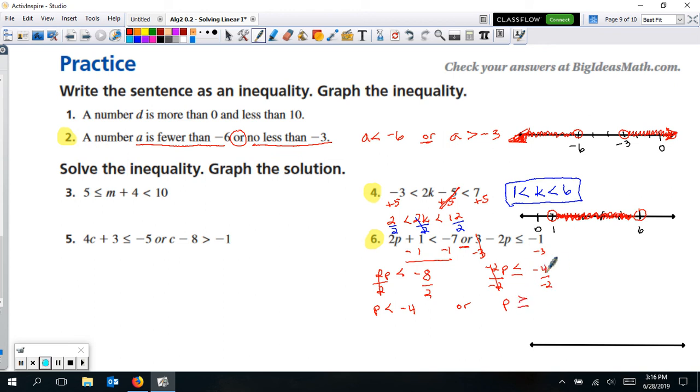And then over here, negative divided by negative is positive. 4 divided by 2 is 2. So p is greater than or equal to 2. So now this whole thing here would be our solution to the inequality. So p is less than negative 4, or p is greater than or equal to 2 is our solution. Let's go ahead and graph it.